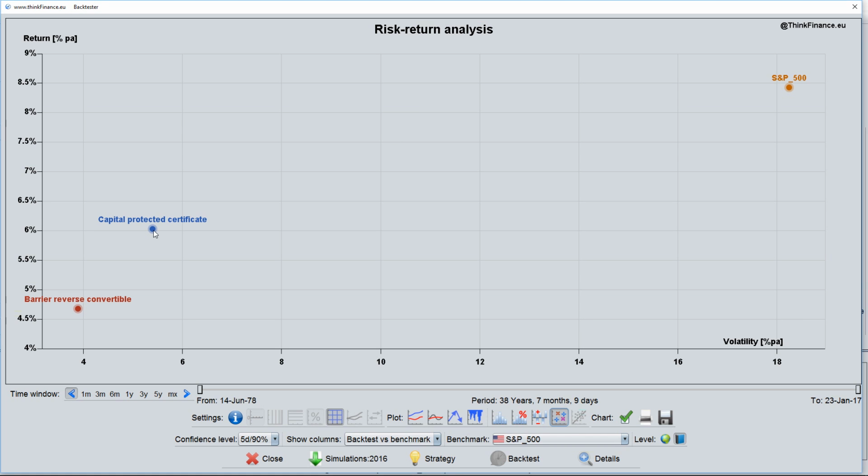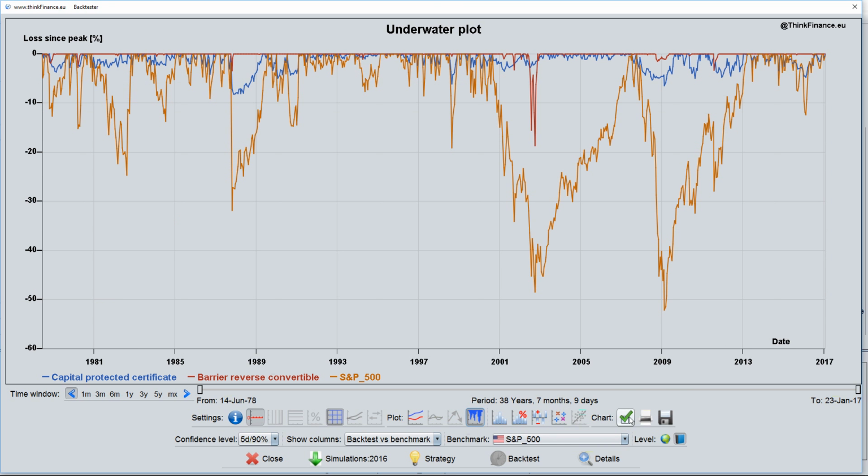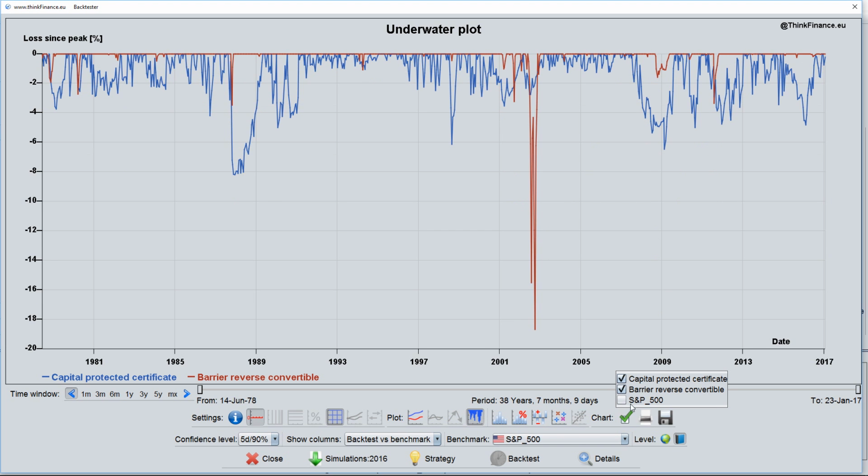However, you should bear in mind that the barrier reverse convertible is quite safe unless the barrier is hit, in which case you can lose a lot of money. That's why it's actually more important here to look at the drawdowns over long periods of time, which you can do by clicking on the underwater plot here. And here I will exclude the benchmark for a second.